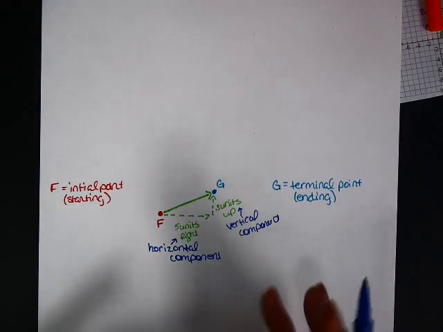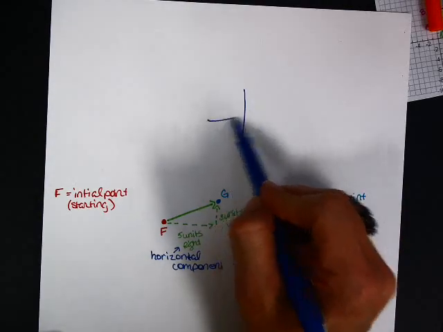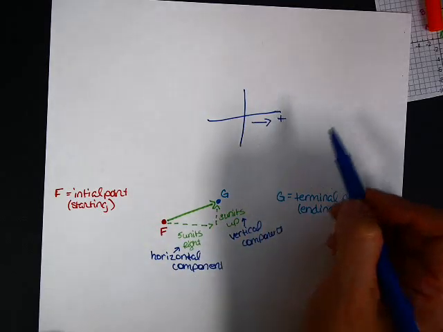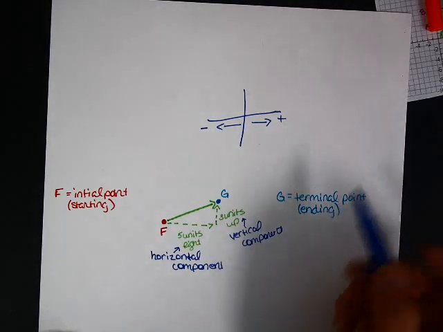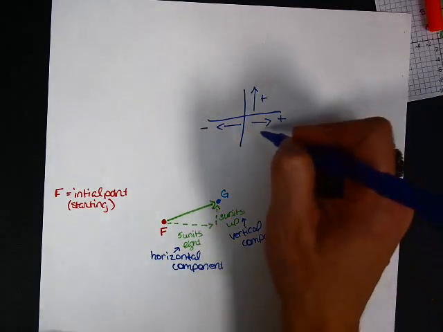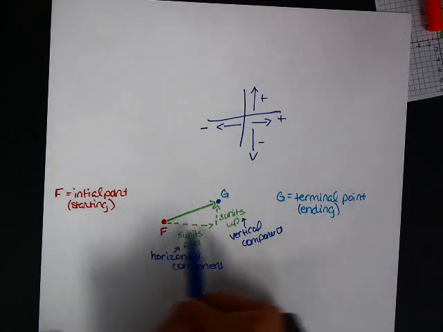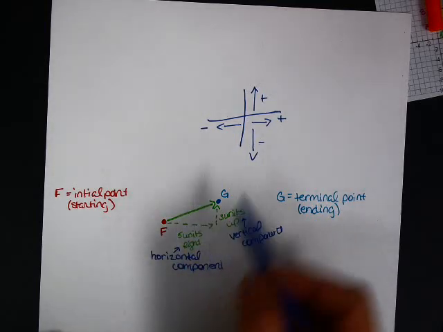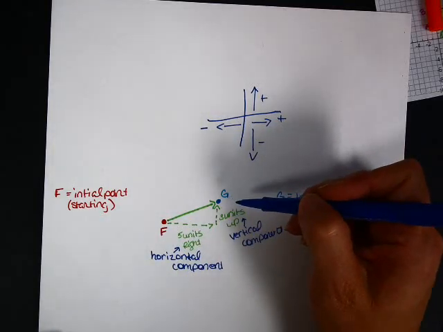Okay, now this is just like if you were on a coordinate plane. If you're moving to the right, that's a positive direction. If you're moving to the left, that's a negative direction. If you're moving up, that's a positive direction. And if you're moving down, that's a negative direction. So since we moved right, our horizontal component's going to be positive. And since we moved up, our vertical component's also going to be positive.